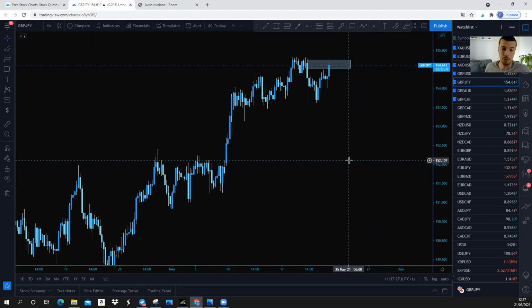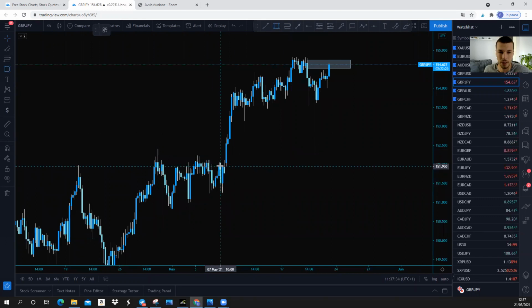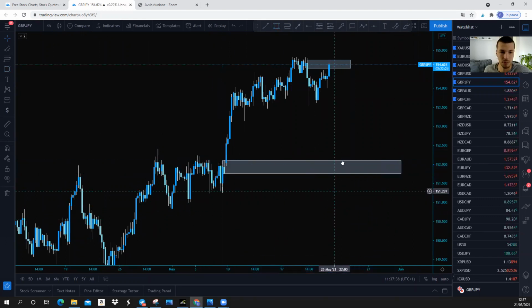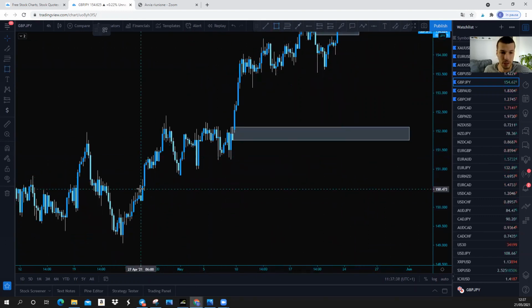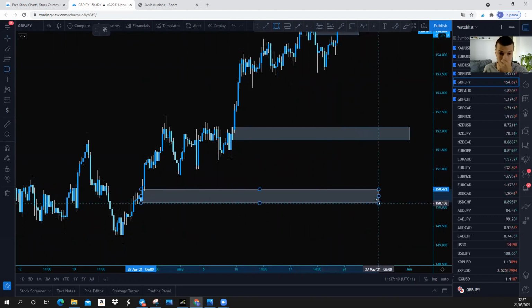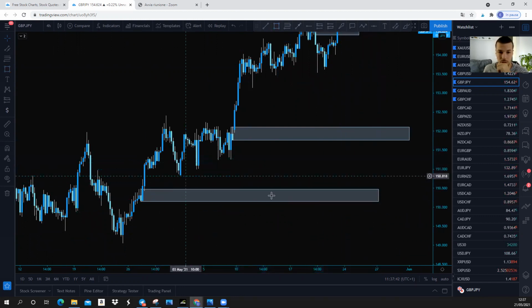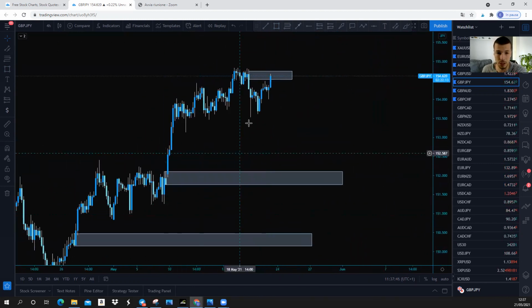Now, as you know, I'm doing this on 4 hours and 1 hour, and I'm trading fresh areas. So for example, this supply area, this demand area, this demand area right here. These are all fresh areas because they were never tested before. So this is the first step.